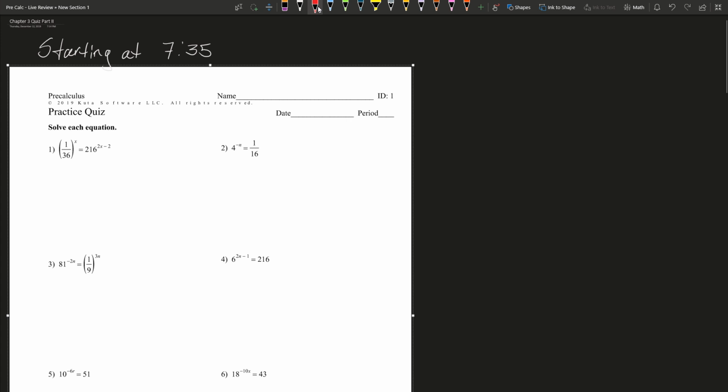Okay. So these first couple are just about the one-to-one property. What the one-to-one property says is that if you have the same base on both sides, you can basically just cancel out the bases and set the exponents equal to each other. All right, so the left-hand side on this is 6 to the negative second, taken to the power of x. It is a negative 2 because the 36 is in the denominator.